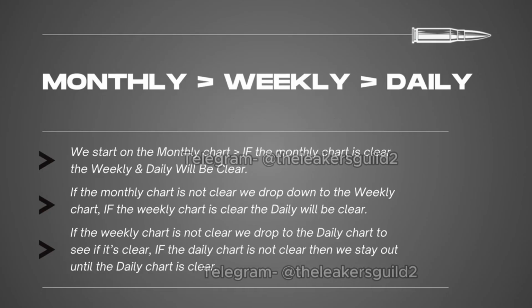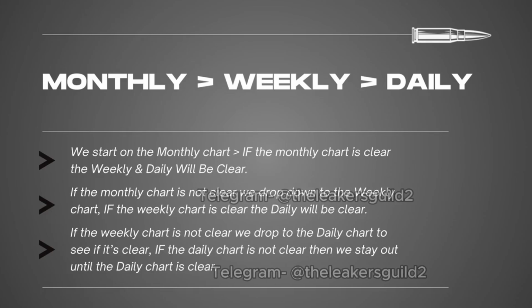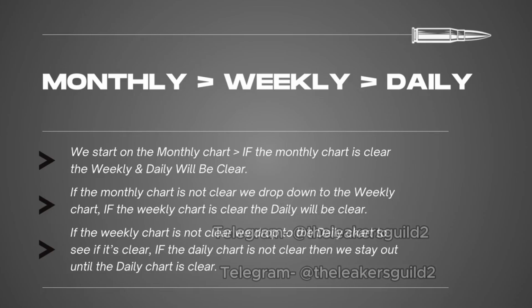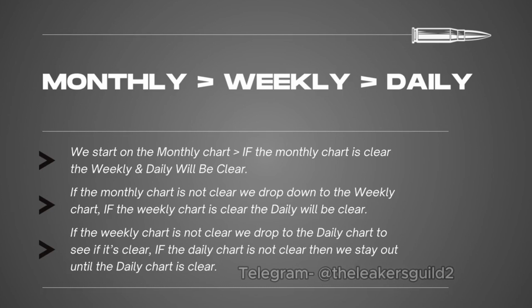So we're going to be talking about higher time frame, and we start off with monthly to weekly to daily. When we start off on the monthly chart, if the monthly chart is clear, then the weekly and the daily chart will be clear as well. If the monthly chart is not clear, then we drop down to the weekly chart, and if the weekly chart is clear, then the daily chart will be clear as well. Now, if the weekly chart is not clear, then we drop down to the daily chart to see if it's clear. If the daily chart is not clear, then we simply stay out until the daily chart is clear.